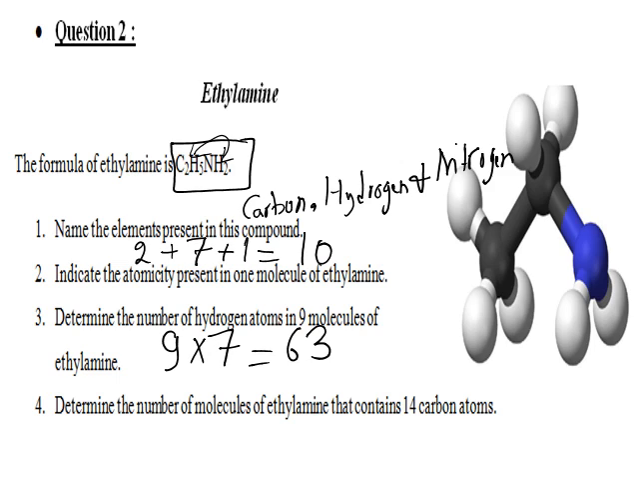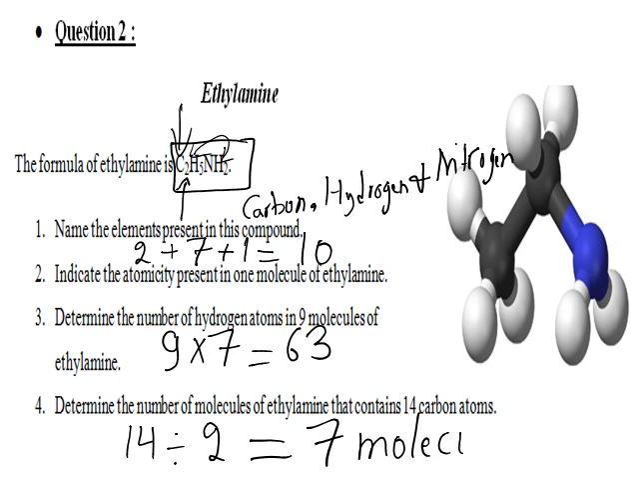Determine the number of molecules of ethylamine that contains 14 carbon atoms. 14 carbon. In one molecule, we have 2. How many molecules of ethylamine do we need to have 14? In one, we have 2, and we have 14 in total. We can make a simple calculation: 14 divided by this number, which is 2. So 14 divided by 2, we need 7 molecules of ethylamine.